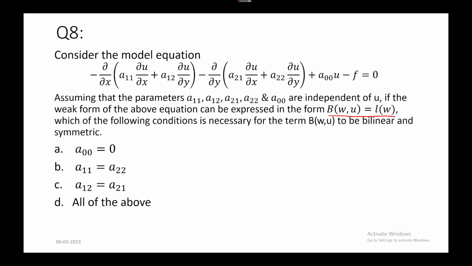Option A is a00 should be 0. Option B is a11 is equal to a22. Option C is a12 is equal to a21. Option D, all of the above. So can you guess the answer for this? So bilinear and symmetric. Okay. So we'll see this thing itself.